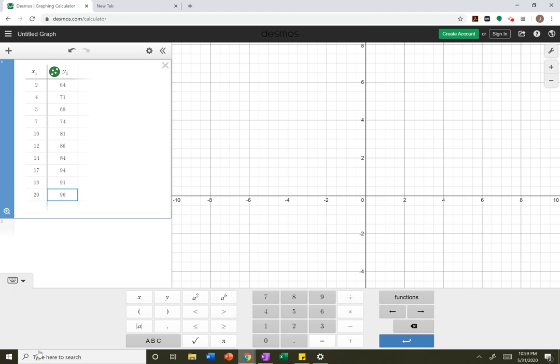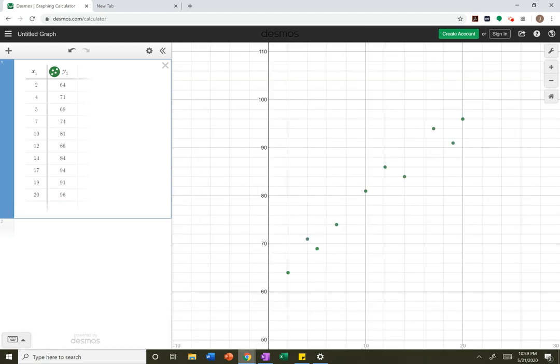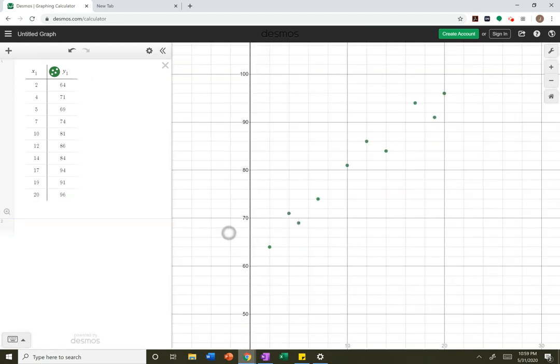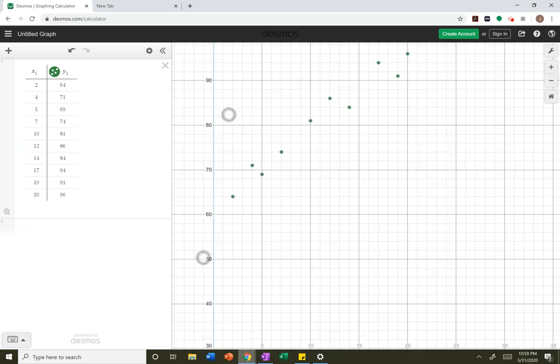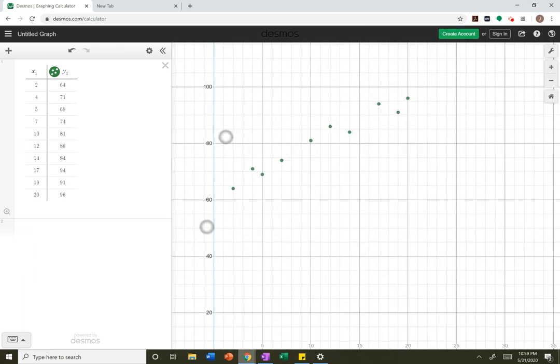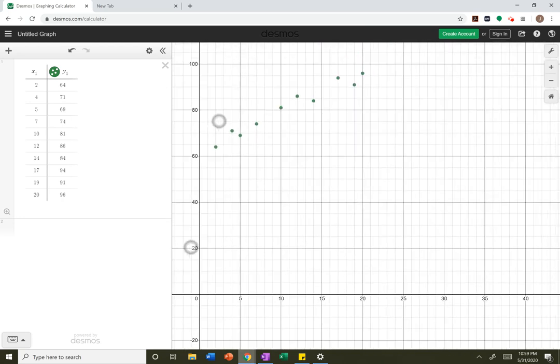So I typed in my data. And again, just like last week, I'm going to hit that little zoom button, and it's going to show me that scatter plot. So there's my scatter plot here. I'm going to zoom out just so I can see that x-axis.